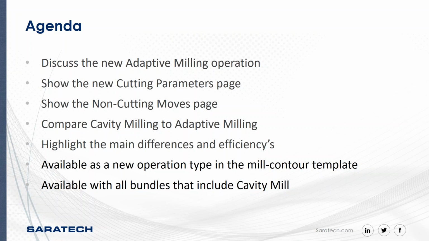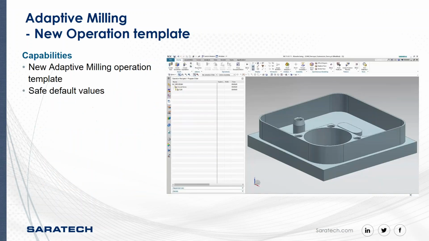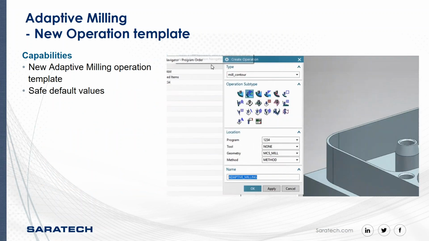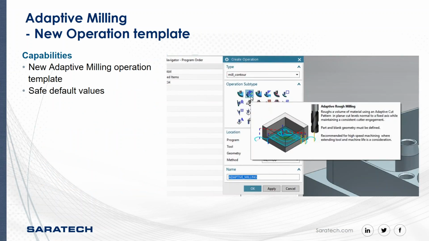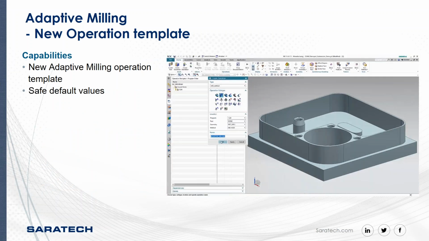The new adaptive milling operation is available as a new operation type in the mill contour template dropdown. And it's available with all bundles that include the cavity milling operation, so it'd be your three-axis milling packages. So the adaptive milling is the new operation template. I will send a link to where these videos can be viewed if they seem a little choppy.